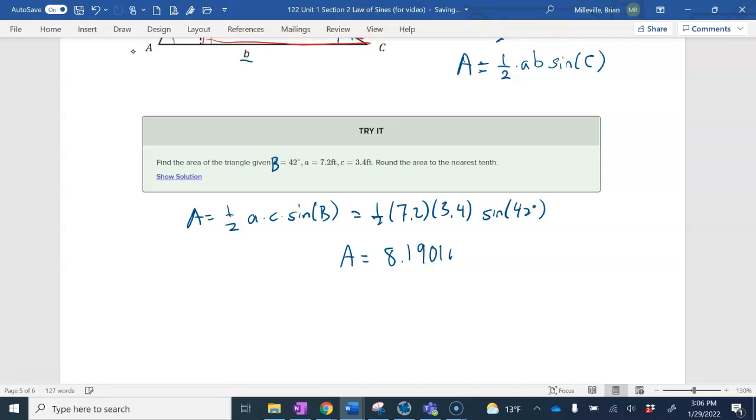8.9016. They're telling us to round to the nearest tenth, so if we were forced to round this off, we would say it's 8.9. Alright, now again, if this triangle is in feet, this would be square feet, so we'd have 8.9 square feet if we round the value off.